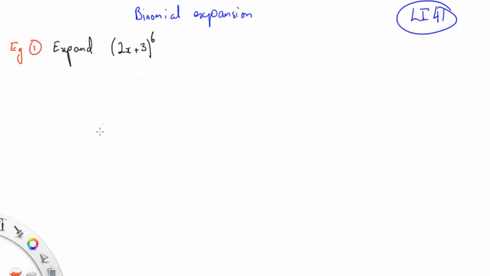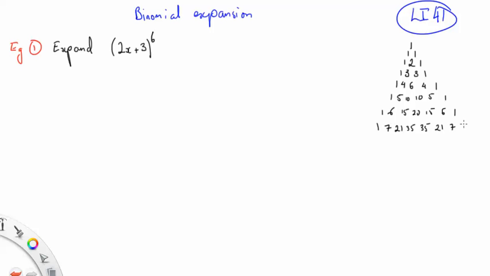And we're going to expand this using Pascal's triangle. So I'm going to do Pascal's triangle here as a little reference. You start with 1, then you go 1, 1, then 1, 2, 1, because 1 and 1 give you 2, 1, 3, 3, 1, 1, 4, 6, 4, 1, 1, 5, 10, 10, 5, 1, 1, 6, 15, 20, 15, 6, 1, 1, 7, 21, 35, 35, 21, 7, 1. So that's for a 0th power, that's for power of 1, power of 2, power of 3, power of 4, power of 5, power of 6. So we've got Pascal's triangle.